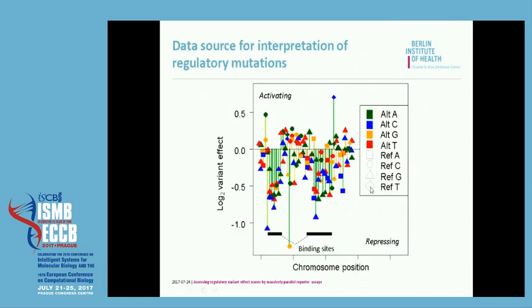The data then looks something like that. So you have variants that are repressing below 0 and variants that are activating above 0. And you can already see from such a plot that, as we would also expect, if there's a binding element, the vast majority of effects are going to be repressing. So we can try to start reading binding elements from our data.